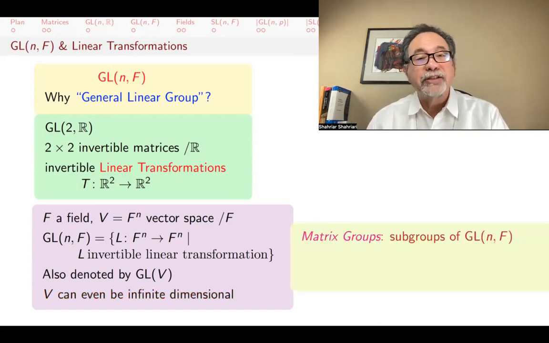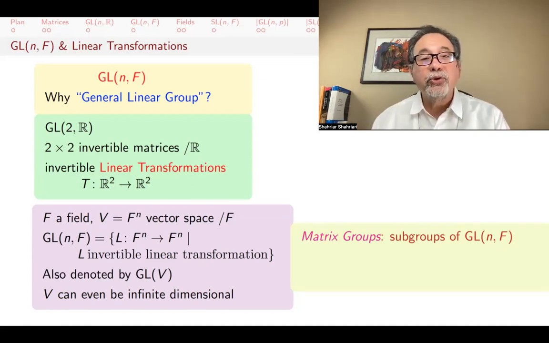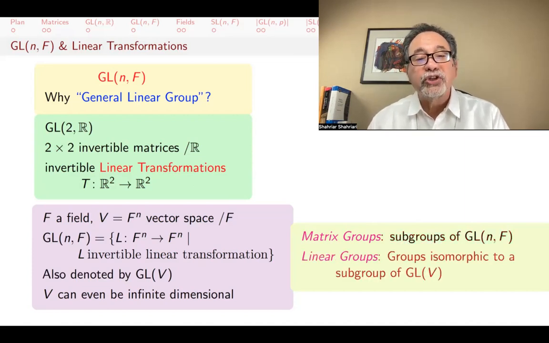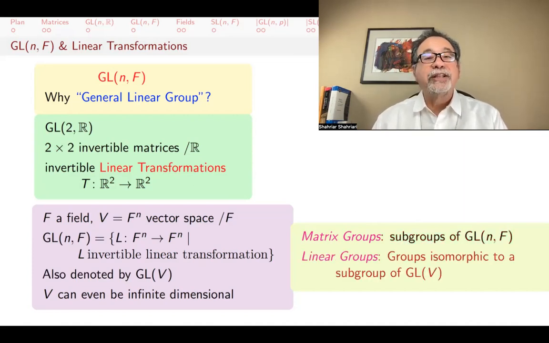Matrix groups, that's a vocabulary that you might run into, are subgroups of GLnF. If you pick a bunch of invertible matrices and they form a group, that's a subgroup. A group within a group is called a subgroup, and those are called matrix groups. Any group that's isomorphic to a subgroup of GL(V) is called a linear group.